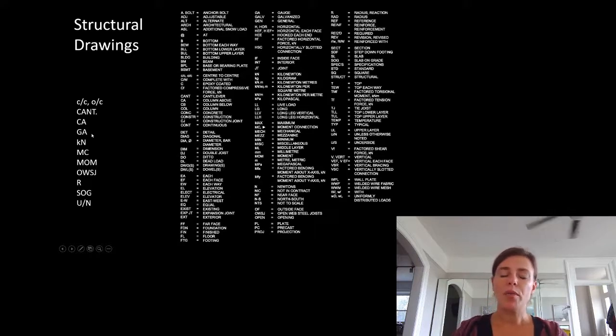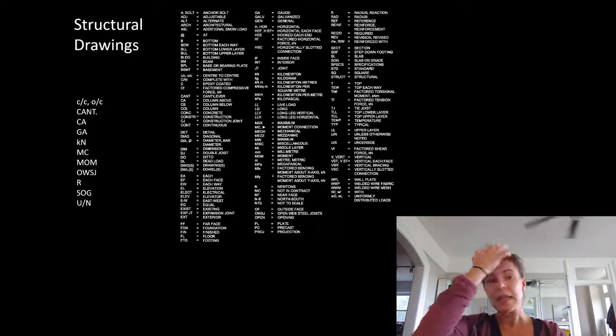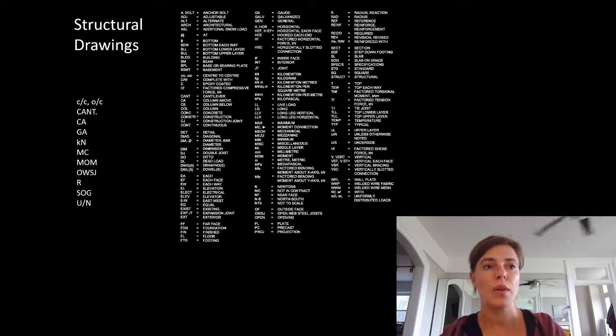GA, gauge. So if we're talking about relatively thin metals, we'll often refer to it as the gauge, which has an associated thickness with it, whether it's a thin metal or a screw. Anybody who's purchased screws from Home Depot knows that they're often referenced by a gauge for that screw. So you can Google those and see what thicknesses they are. We're not going to use gauge that often in this course. If so, I would give you the actual thickness in millimeters. KN, kilonewtons. We're going to talk about that a lot. We're going to use kilonewtons extensively throughout the next two courses.